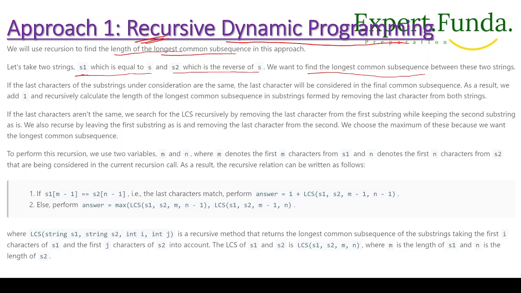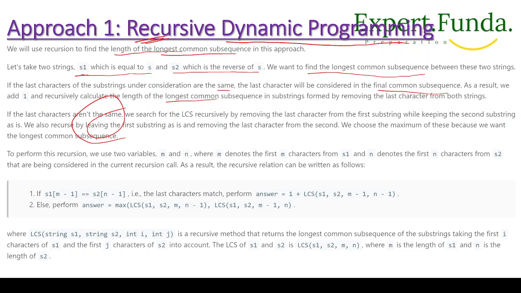If the last characters of the strings under consideration are the same, the last character will be considered in the final common subsequence. So we recursively calculate the length of the longest common subsequence after removing the last character from both sides. And if the last characters aren't the same, we search the LCS and remove characters. Those things we have been given, but we have to perform a recursion. I'll tell you the rest later.